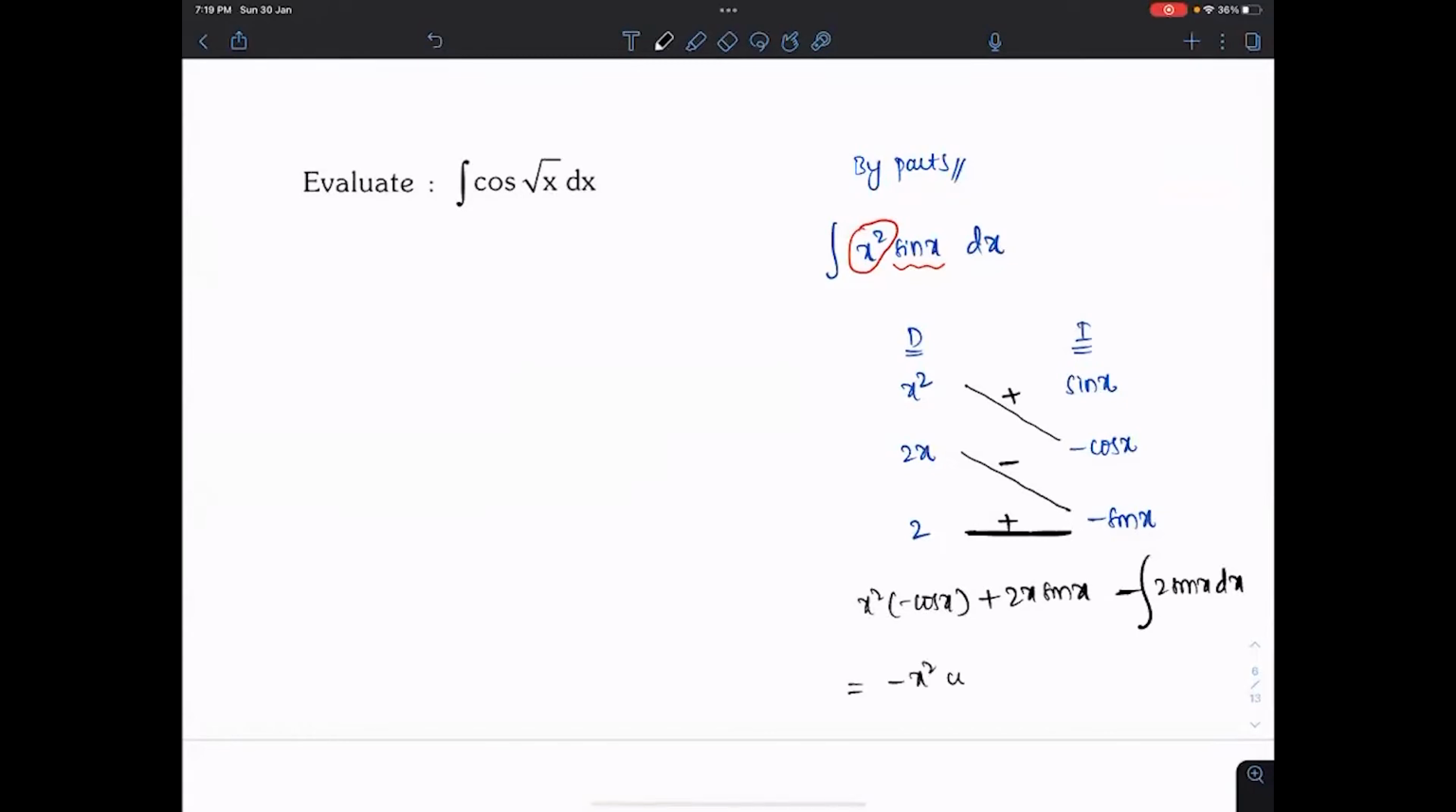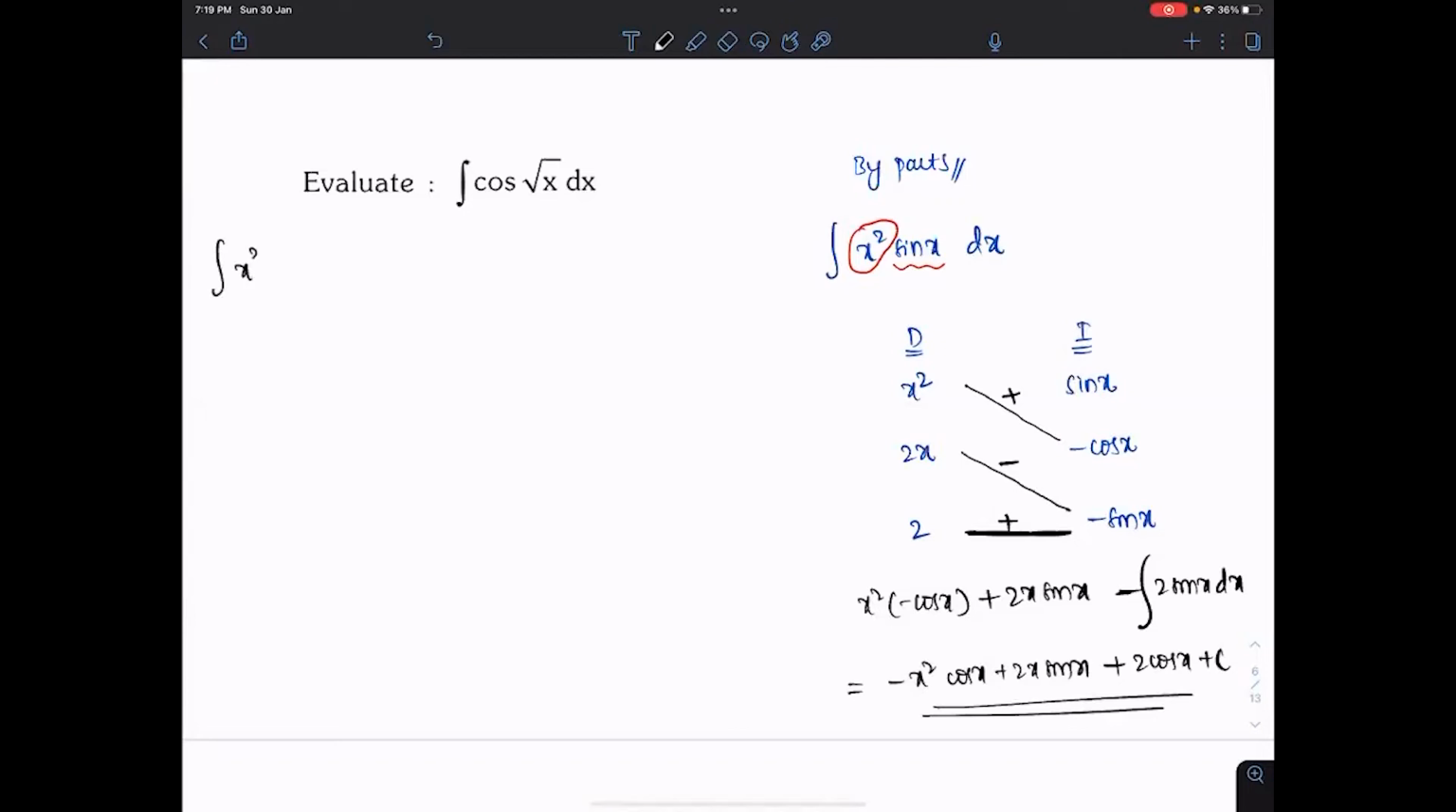So minus x square cos x plus 2x sin x minus, what is the integration of sin x? Minus cos x. So it will be plus 2 cos x plus c. This will be the integral value of x square sin x. Okay, so let me give you one more example, just one last example.